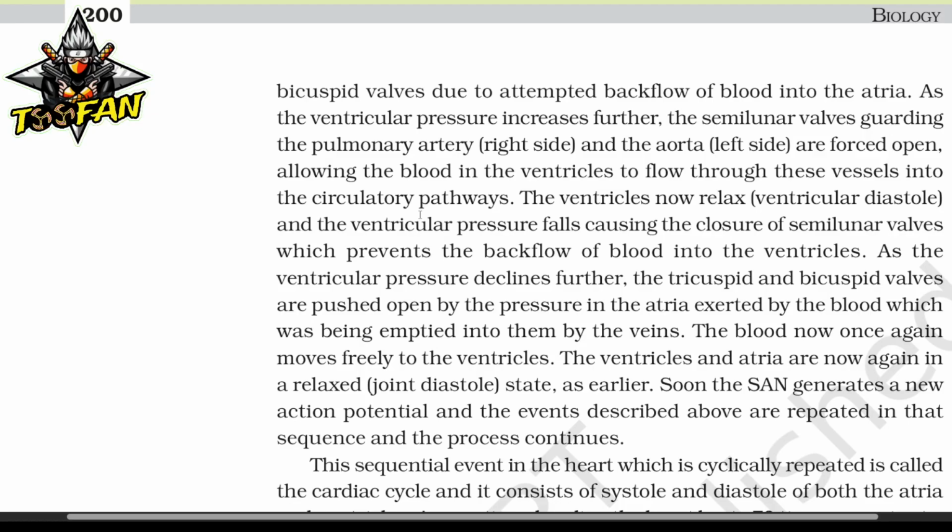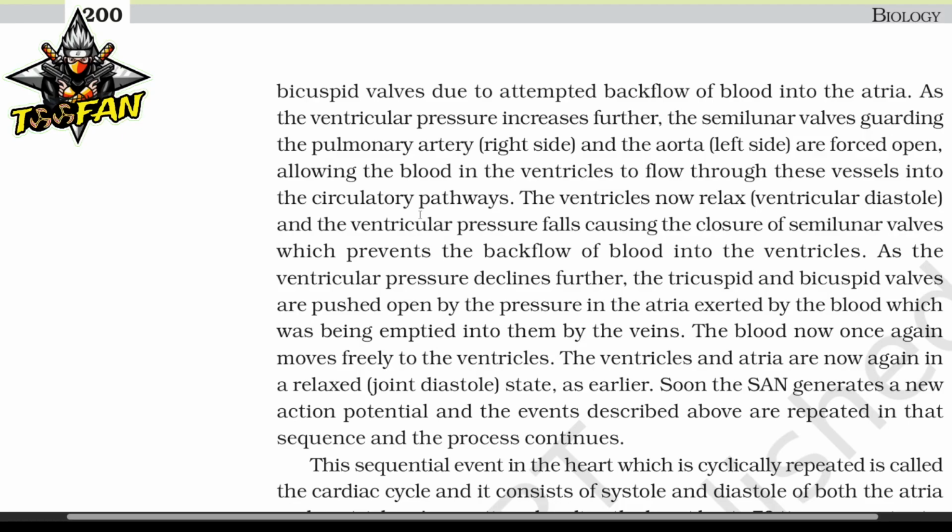The ventricles now relax and ventricular pressure falls, causing the closure of the semilunar valves, which prevents the backflow of blood into the ventricles. As the ventricular pressure declines further, the tricuspid and bicuspid valves are pushed open by the pressure in the atria exerted by the blood, which was being emptied into them by the veins. The blood now once again moves freely to the ventricles. The ventricles and atria are now again in a relaxed state as earlier.